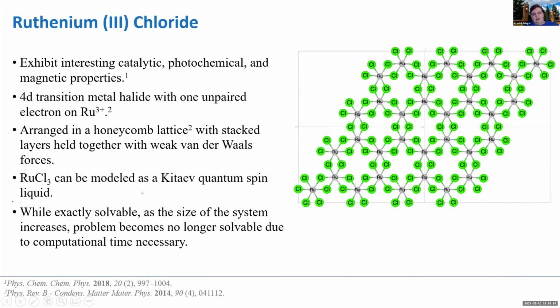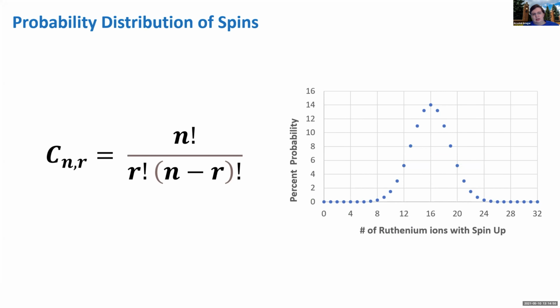It can be modeled as a Kitaev quantum spin liquid, which allows it to be exactly solvable. However, as the size of the system increases, the number of spins increases, and the problem no longer becomes solvable due to the computational time necessary. Fortunately, it can be solved because it follows a probability distribution, as you can see here, which was calculated using the equation for combinations. It starts off very close to 0. When you hit 16 up, you hit a little over 14% probability, so that's the highest.